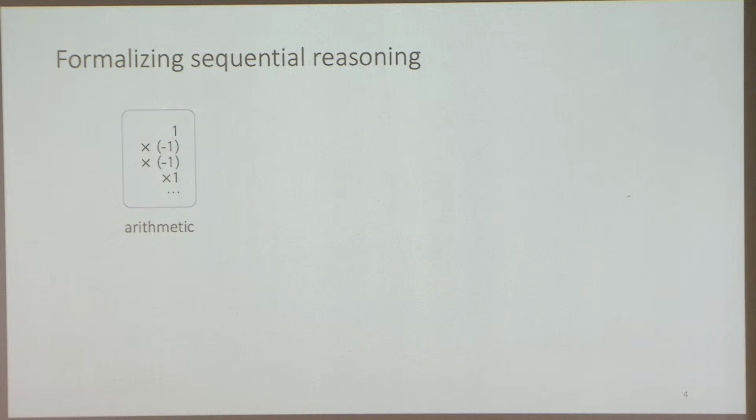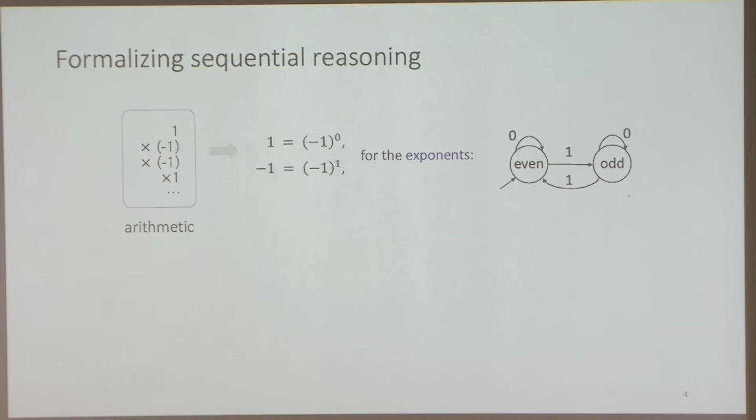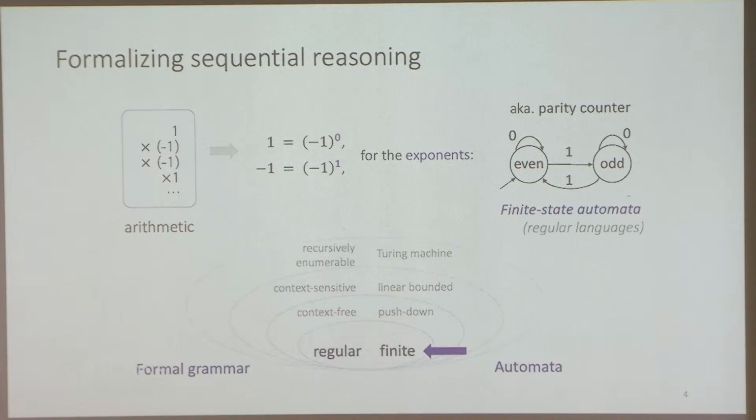In order to compute the product, we can instead write 1 and -1 as -1 to the power of 0 and 1, and then trace how the exponent changes. We can do this using a two-state machine, where the two states are the exponent being even or odd. If we see the input 1, then we toggle the state. Otherwise, we don't change the state. So this two-state machine is called a parity counter, and it's one small example of a finite-state automaton. Finite-state automata in turn sit at the bottom of the hierarchy of all automata, but for today, we're only focusing on finite-state automata.